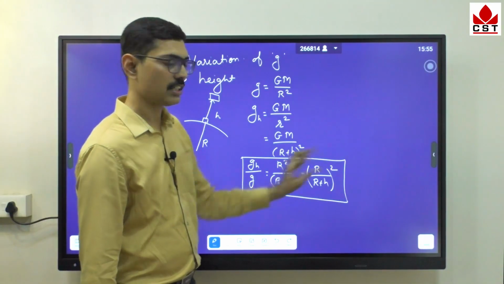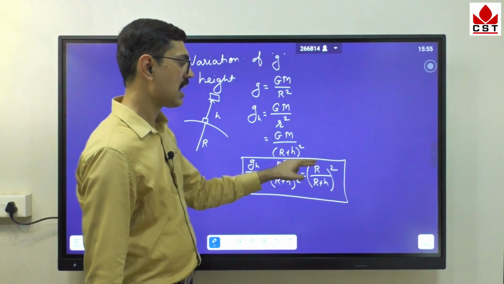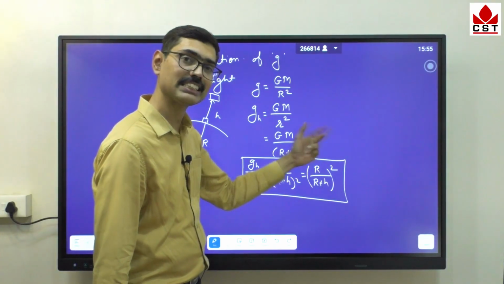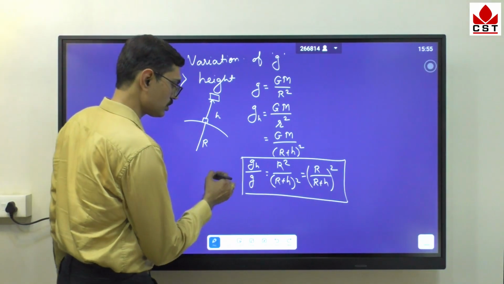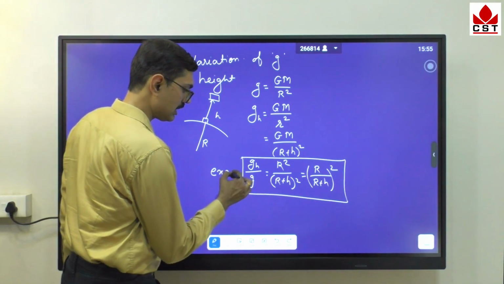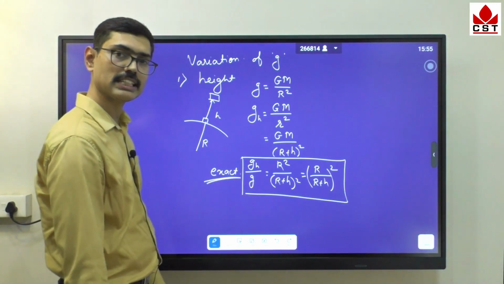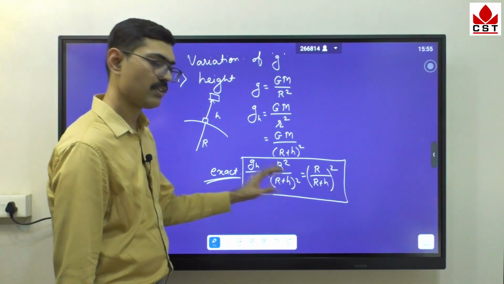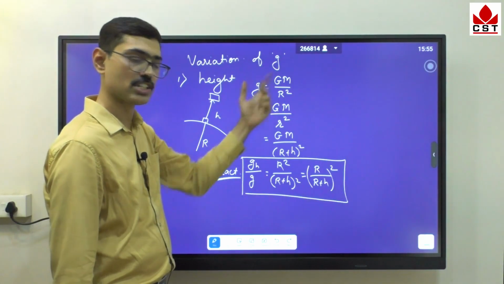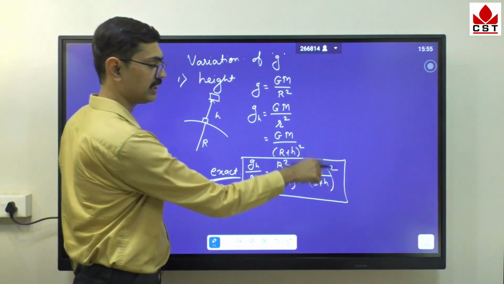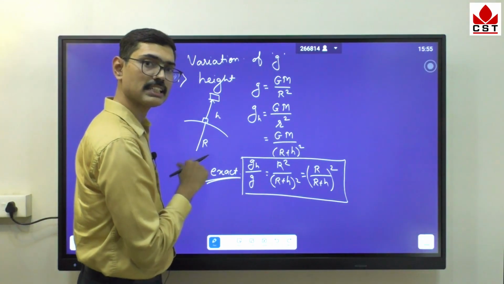So g can take to the right side and we are getting that value of gh at the height: R upon (R plus h) bracket square into g is the value of gh. This is used for any relation, therefore it is called the exact formula. Everywhere we have to use this formula, when the height is very small, when the height is very large, for any height, known or unknown.